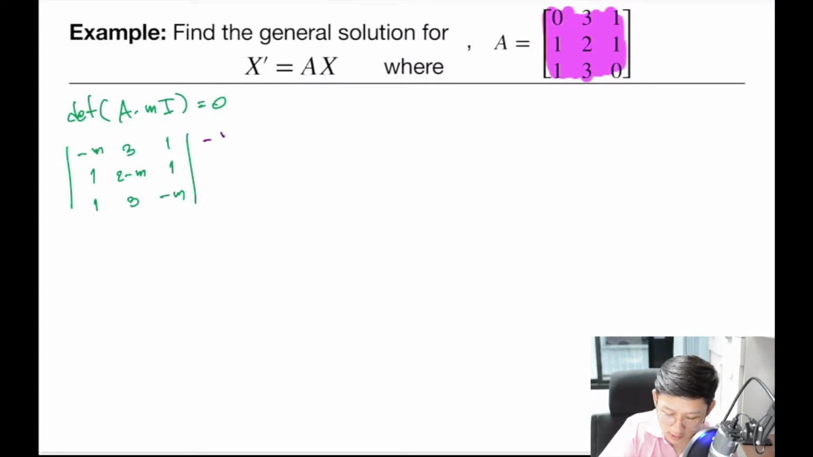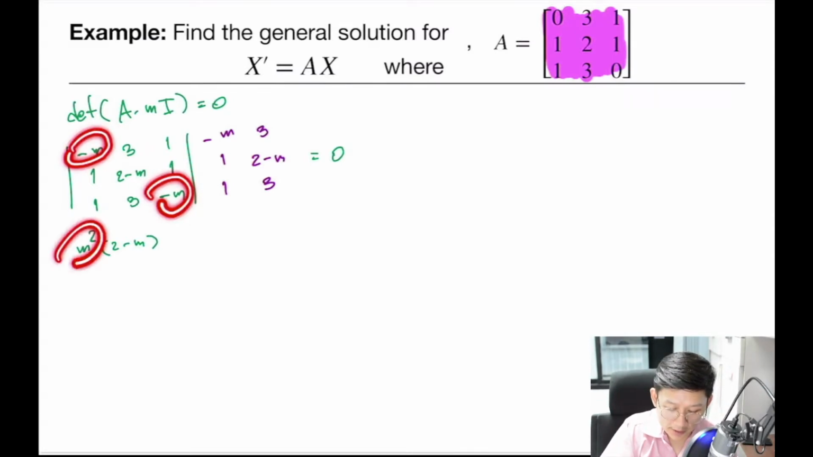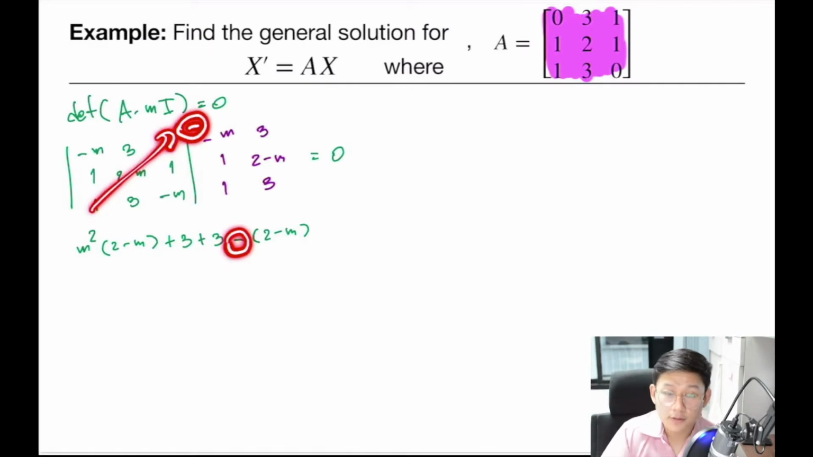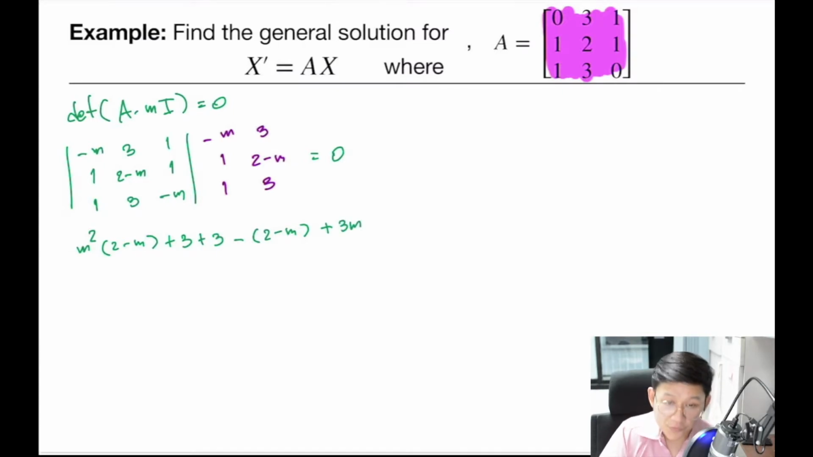So here, I'll copy and paste the first two columns, and that equals 0. When you multiply it out, you get m squared times (2 minus m), right? This minus m and minus m turns out to be m squared, and you get 2 minus m here. The next one is plus 3, and then plus 3. And that would be minus (2 minus m). You multiply up, you get 2 minus m, and then you have the minus sign here. The next one would be plus 3m. You get minus 3m, but you have the other minus, so you get plus 3m, and plus 3m again, equals 0.